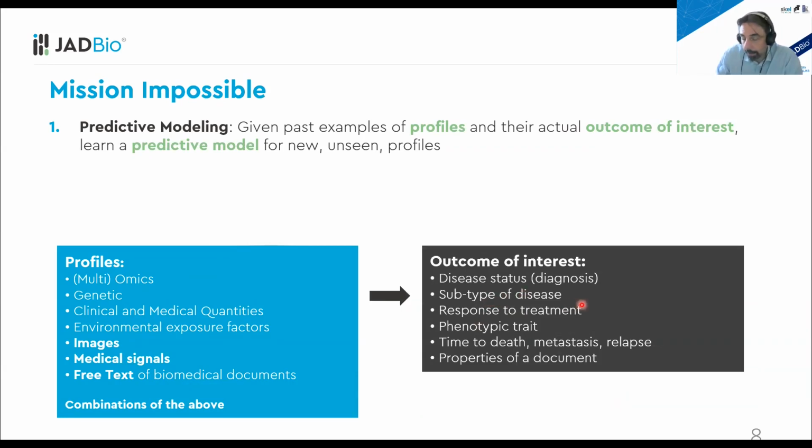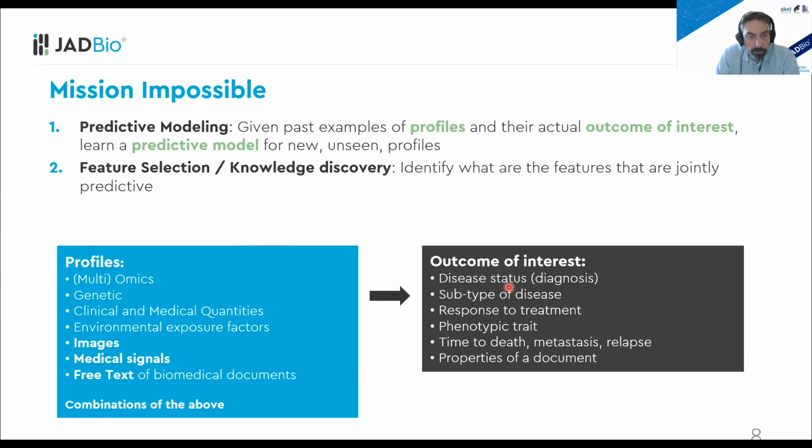And typical outcomes of interest could be disease diagnosis, disease status, or subtype of the disease, a phenotypic trait, and time to some event of interest, like death or metastasis or relapse of disease. Of course, this is in life sciences. In the industry, you can think of the profile of a contract as some characteristics of a contract, and the outcome of interest could be when a person is going to stop their contract.